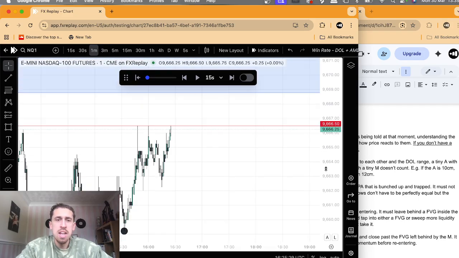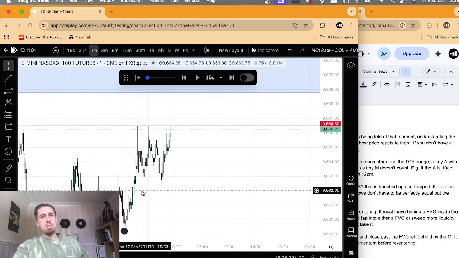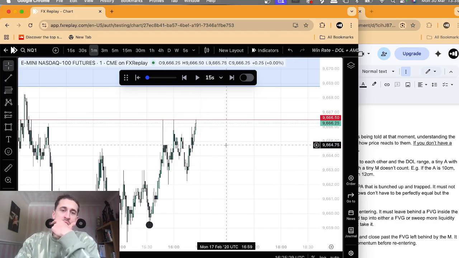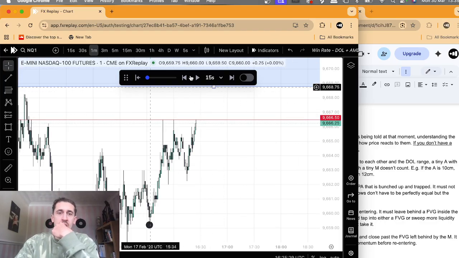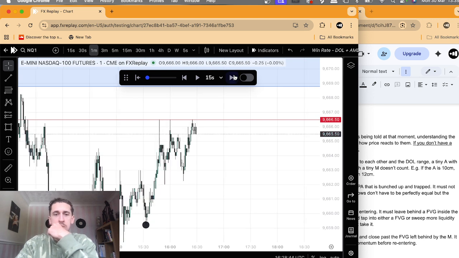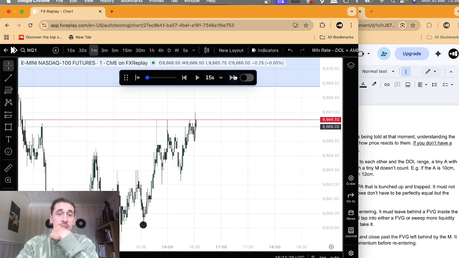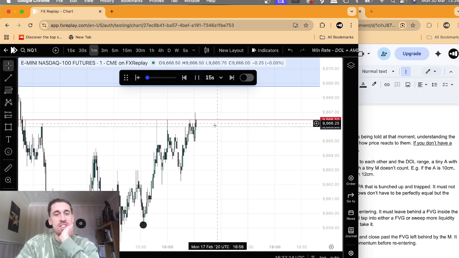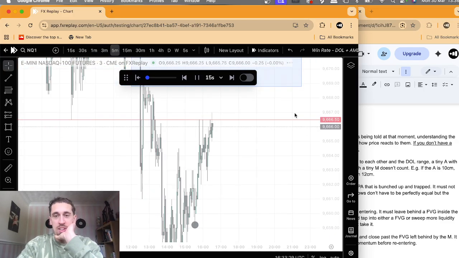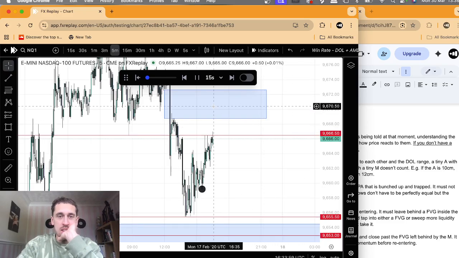Cool. So again, strong protected low. We reacted nicely from it. Still had a target. And yeah, I guess I could have held that and suffocated the stop loss again. But yeah, still haven't took that. Okay. I was going to say still haven't hit the full-on target yet. But yeah.